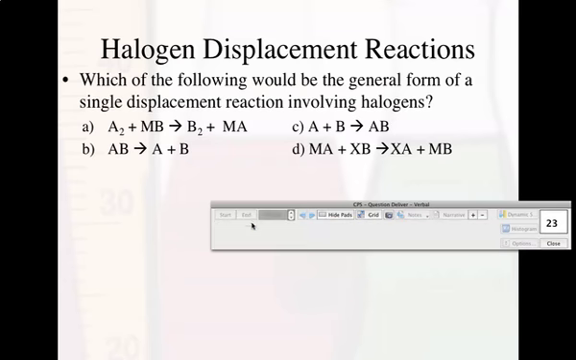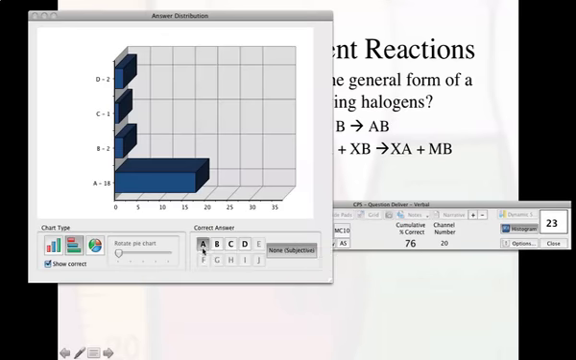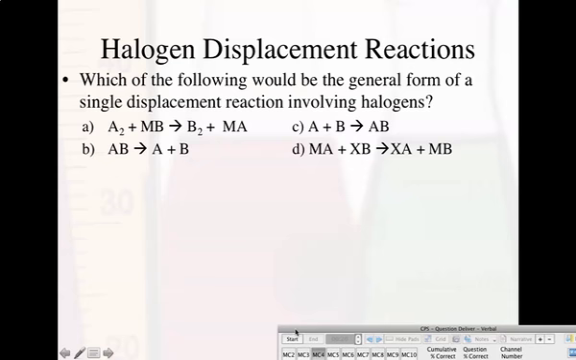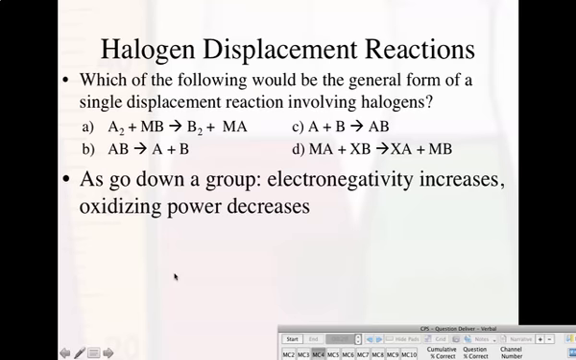There we go. So, excellent, a lot of A's, that's good. So we have a single displacement reaction, one thing is coming in, kicking out one other thing, forming a new ionic compound. Good. What would B be? Decomposition. C. Synthesis. And D. Double displacement. Good. Excellent.